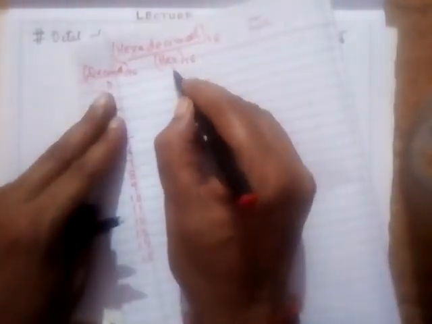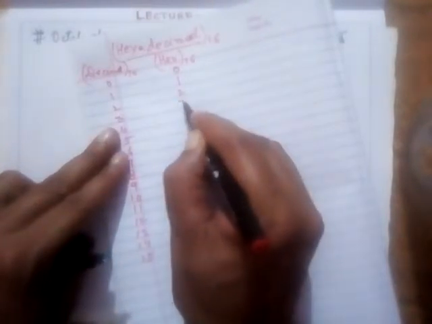I am writing hex only, meaning base 16. Now 0 corresponds to 0 only in base 16. 1 corresponds to 1, 2 to 2, 3 to 3, 4 to 4, and 5, 6, 7, 8, 9. Up to 9 it is as it is. 10 in decimal is represented by A. 11 is B, 12 is C, 13 is D, 14 is E and 15 is F. This we have already discussed.